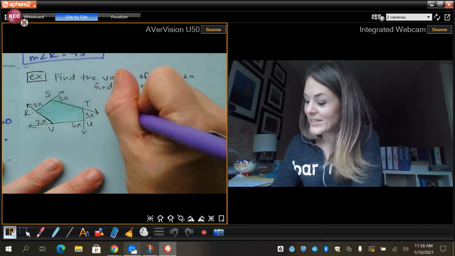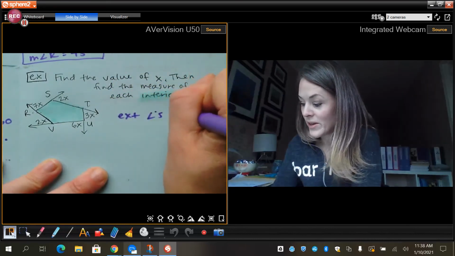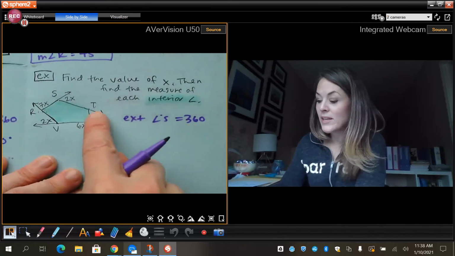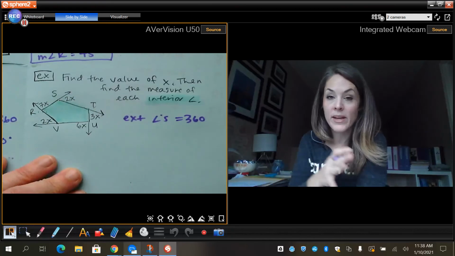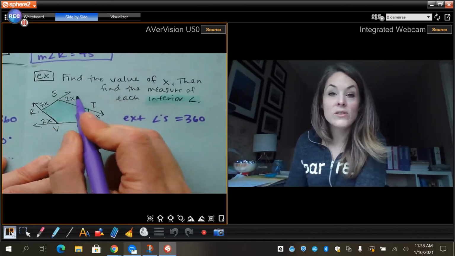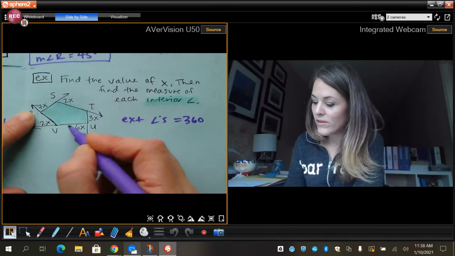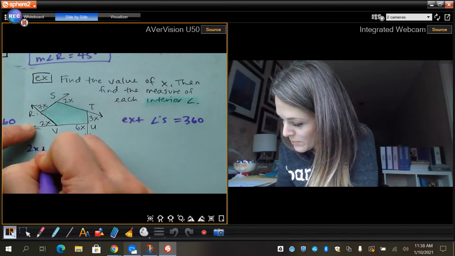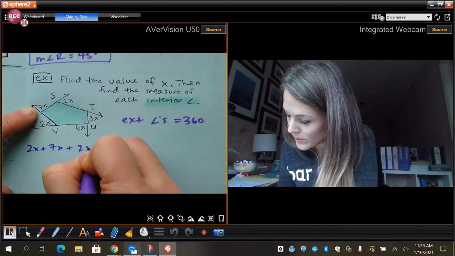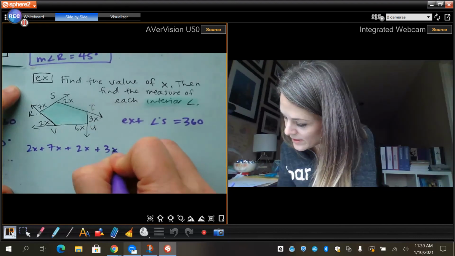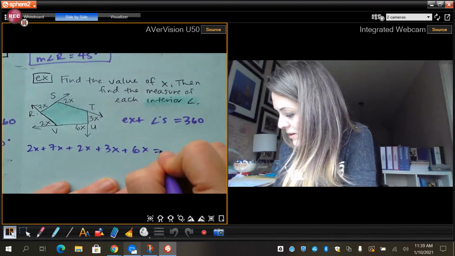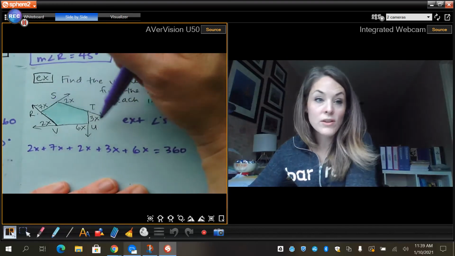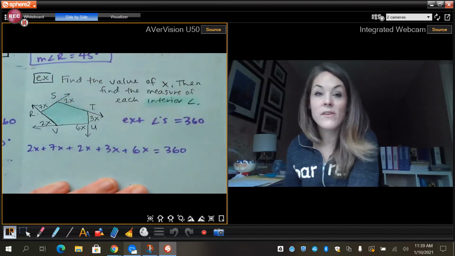Okay, so I know the exterior angles add up to 360 degrees. Doesn't matter how many sides, they always add up to 360. So I'm going to set up an equation because these are not all the same. Like the other example, these exterior angles have different measures. So I'm going to add all of these x's up and set them equal to 360. I'll start here: 2x plus 7x plus 2x plus 3x plus 6x equals 360. And I'm just going to make sure I didn't forget one. This has 5 sides, so there's 5 exterior angles: 1, 2, 3, 4, 5. Okay, I got them all.